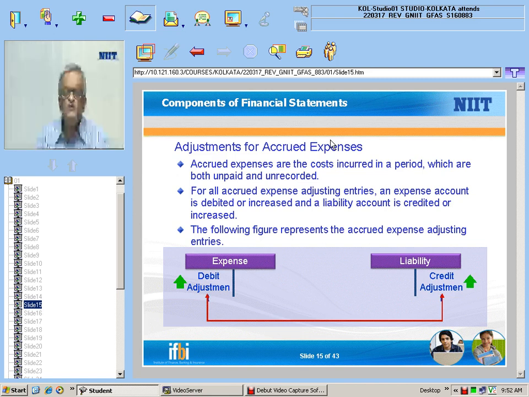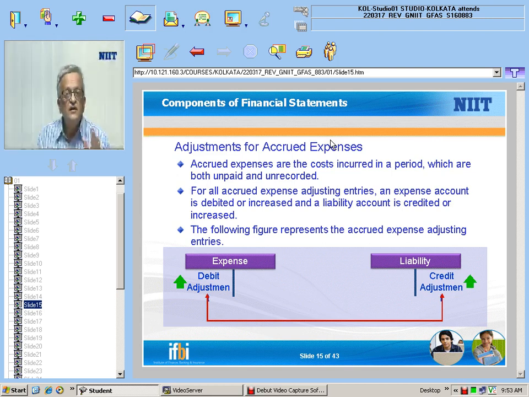For all accrued expenses, adjusting entries, an expense account is debited and a liability account is credited. So what are we doing? Whenever there is an expenditure, we are debiting expenditure account. You can see the figure. We are debiting expenditure account and crediting liability account.